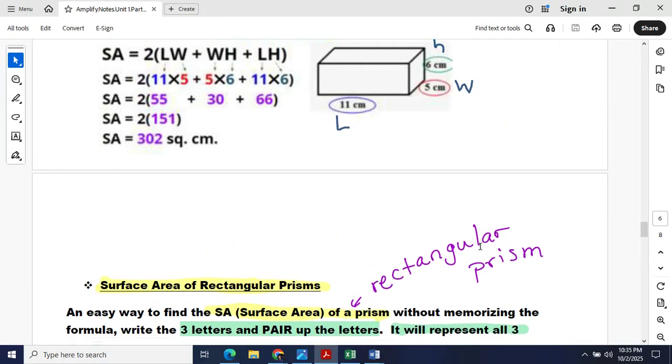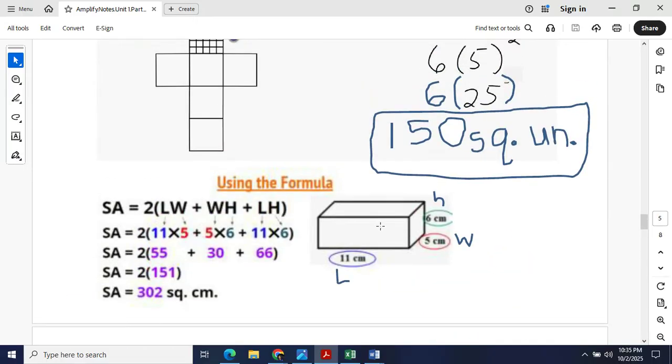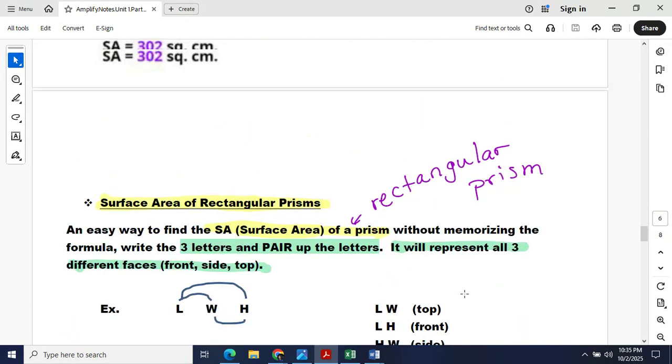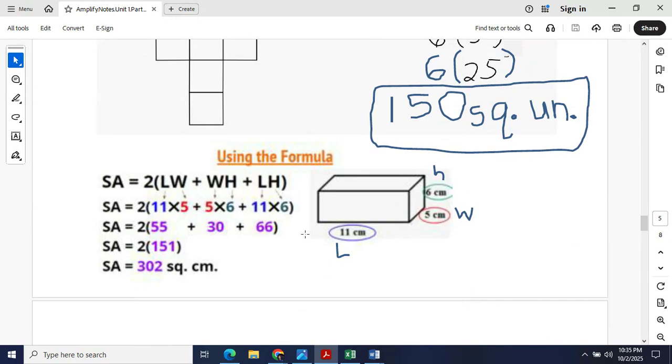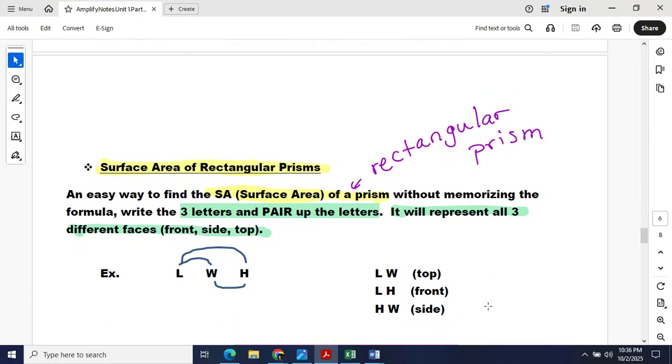So if I look at this picture, length times width would be the top. Then you could pair up length times height, which is here, the front. And then the last is width times height, which is the side. So that's what this is.